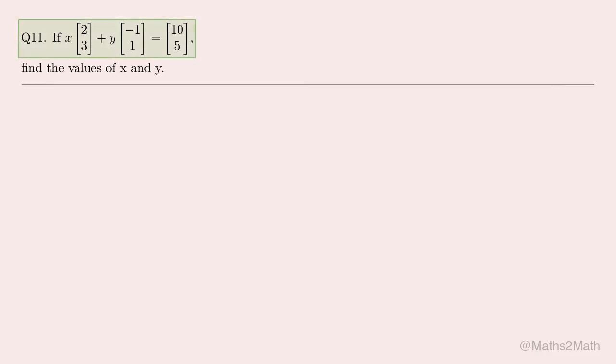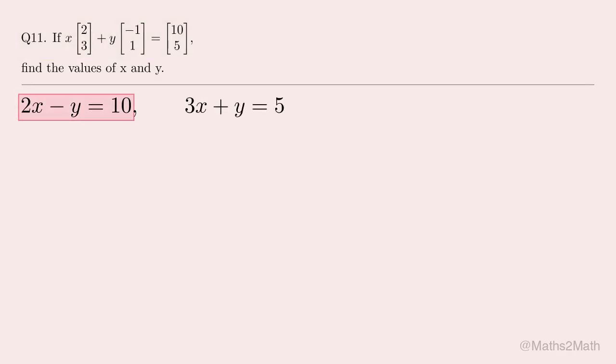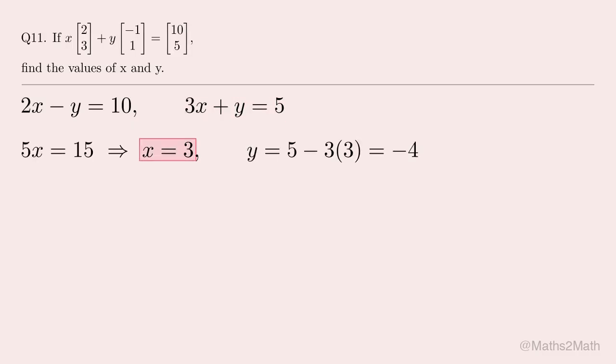Question 11. A vector equation hiding 2 ordinary equations. X scales one column, Y scales the other, and together they must hit the target column. Reading off the 2 rows, 2x minus y is 10, and 3x plus y is 5. Adding kills y. 5x equals 15, so x is 3, and then y is 5 minus 9, minus 4.